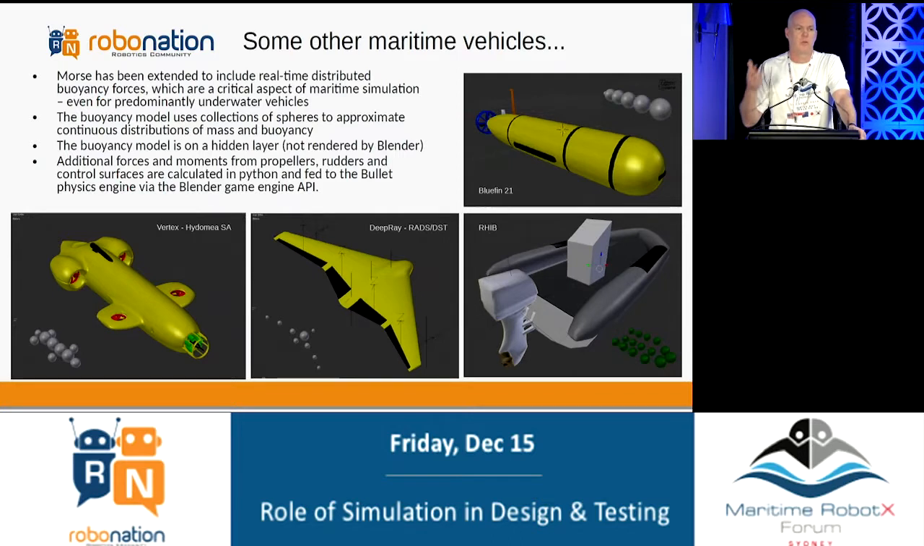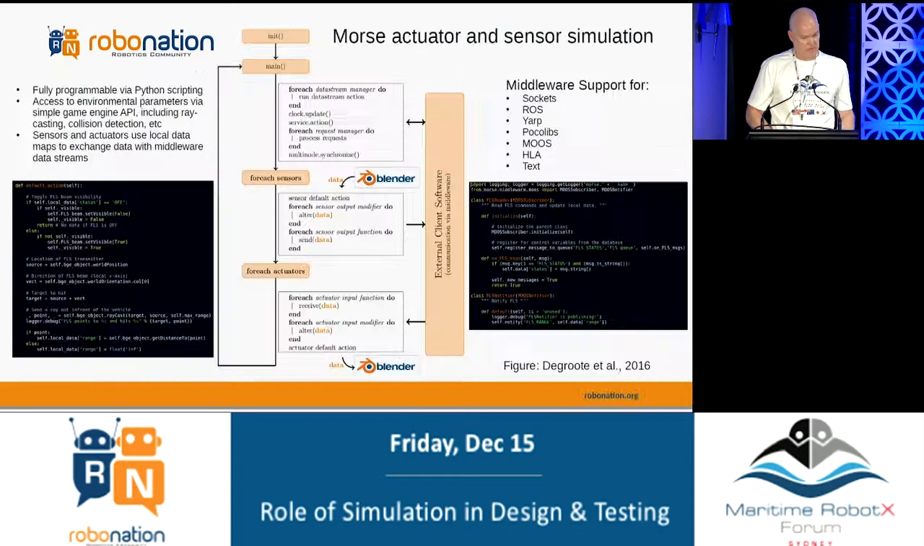surface movements for the vehicle, which is crucial if you are interested in things like deployment and recovery. So switching off gravity, no, don't do that. Use simulated buoyancy instead. So this is roughly how Morse works.